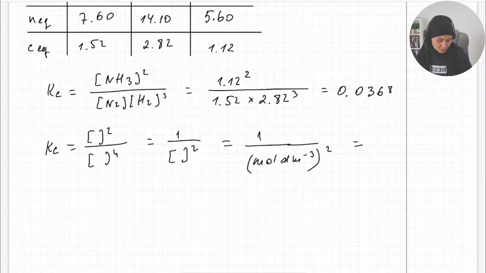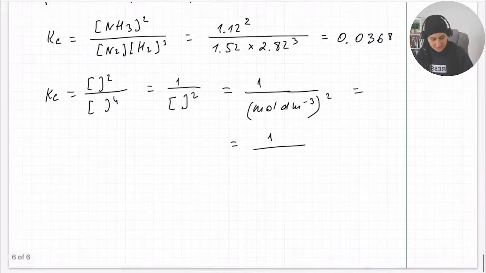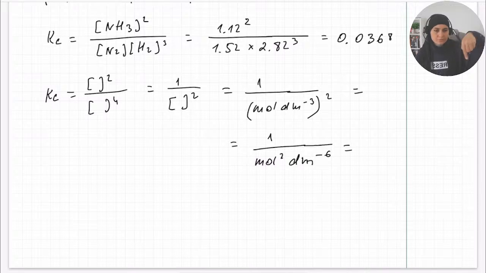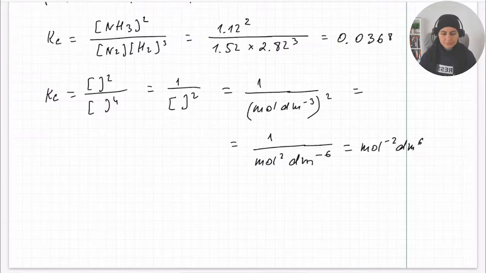Then I will open up the bracket, so it's 1 over. When it's like this, you basically multiply the powers, so it's mole to the power of 1 times 2, so that becomes mole squared, and dm to the negative 3 times 2, which is negative 6. And then you move those up, so it becomes mole negative 2 dm6. You move up by changing the sign of the power.